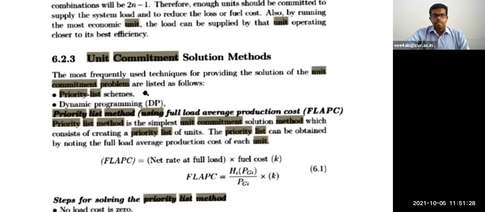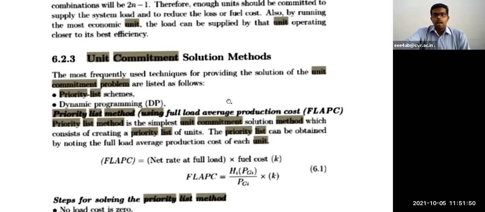It is one of the easiest methods to solve. With certain assumptions only, we are going to solve this problem. The dynamic programming method we'll see in the next class. The priority list method is one of the easiest methods. With certain assumptions, we are going to solve. How are we going to solve the priority list method now?